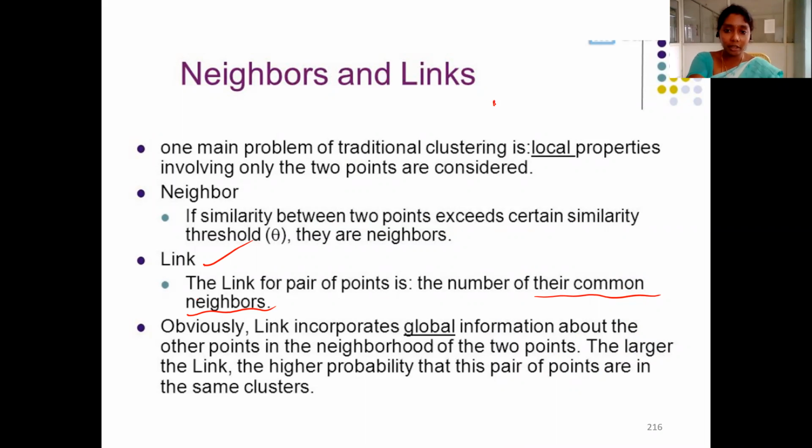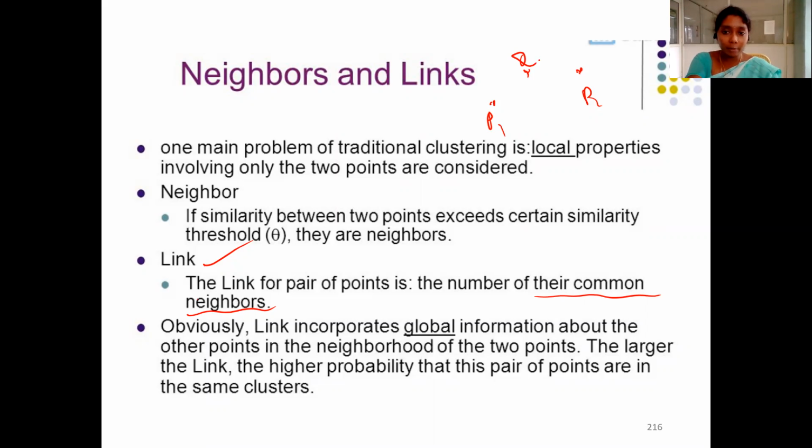Suppose you have a point here and another point here. This is P1 and this is P2. If you want to know how many links there are between the clusters or between the points, we need to know the common neighbors. How many common neighbors are there? Suppose here is some other point, Q. This is a common neighbor for P1 and P2. The number of common neighbors is equal to the number of links that exist among P1 and P2.